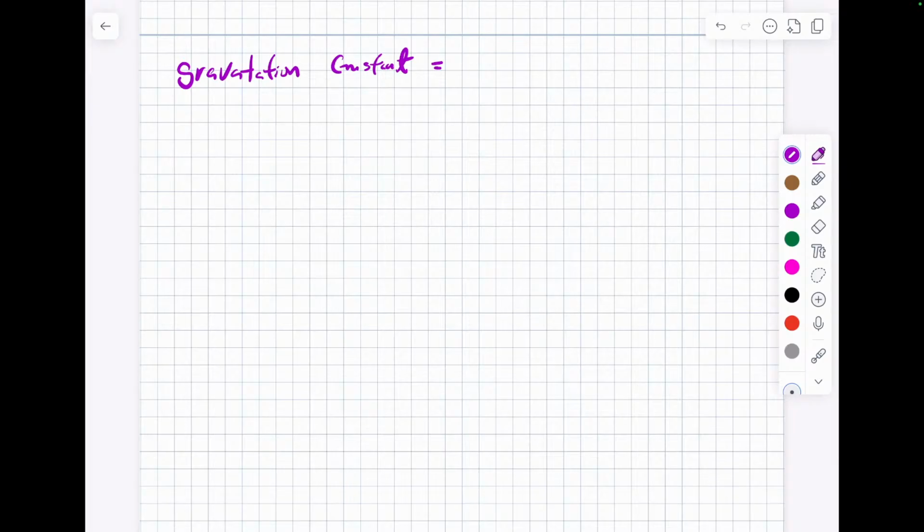It's not equal to. Landon. 9.81 what? What unit? No. Oliver? Meter per second square. Thank you. 9.8 meters per second square.